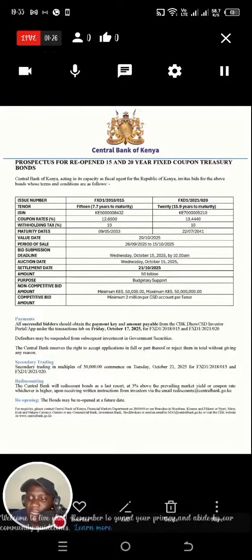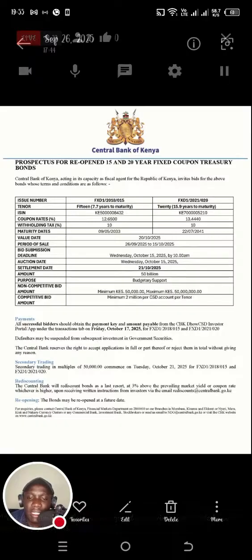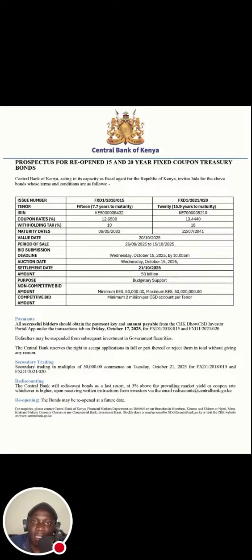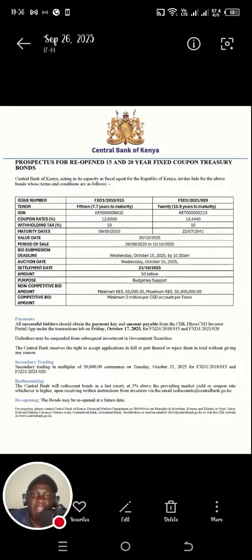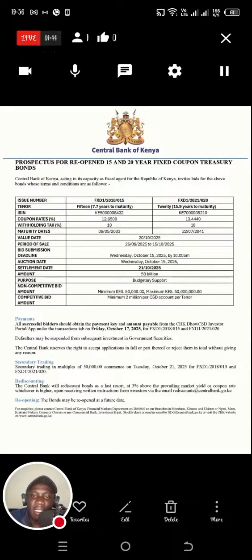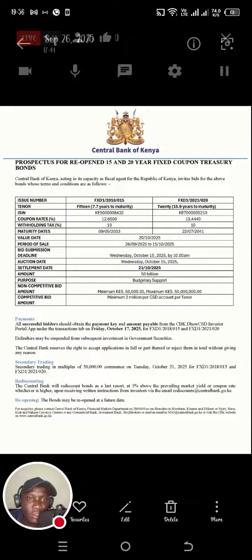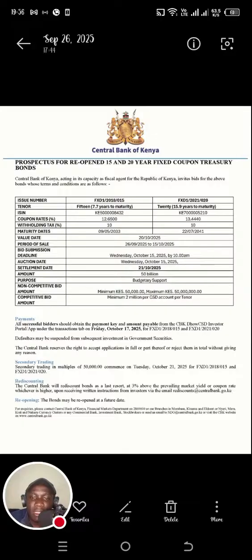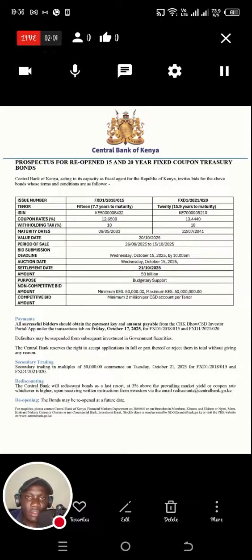So in case you are interested, or in case you have been interested in learning about treasury bonds, this is your session. I always ensure to explain things in a manner that everyone will feel engaged, everyone will be able to understand whatever it is that we are discussing. So hang around. In case you have any question, drop them in the comment section and be sure that I will get to address them as we continue.